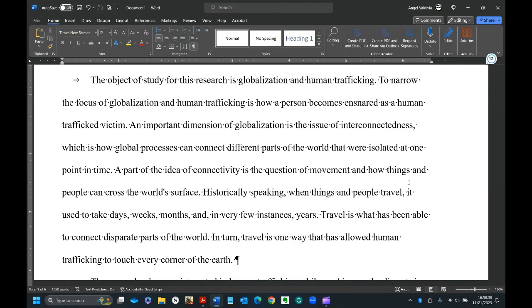A part of the idea of connectivity is the question of movement and how things and people can cross the world's surface. Historically speaking, when things and people travel, it used to take days, weeks, months, and in very few instances, years. Travel is what has been able to connect disparate parts of the world. In turn, travel is one way that has allowed human trafficking to touch every corner of the earth.